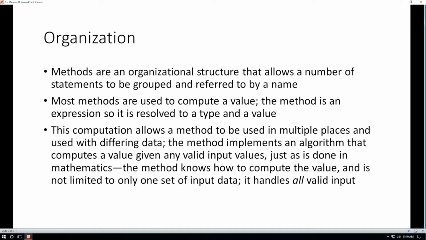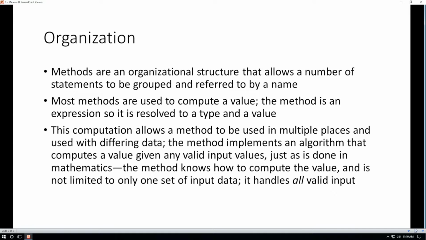That generic approach is typical of how a method should work. It should work for any legitimate input value. We as programmers, when we write a method, don't know what that value is, so we have to write the code to implement an algorithm that works in general.